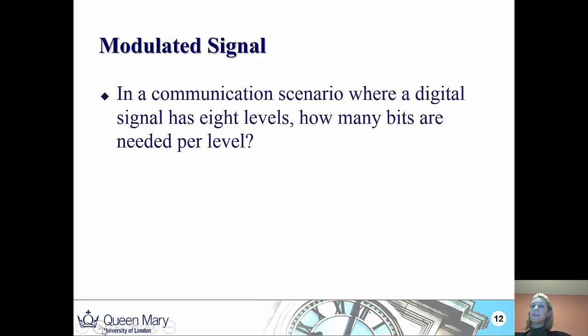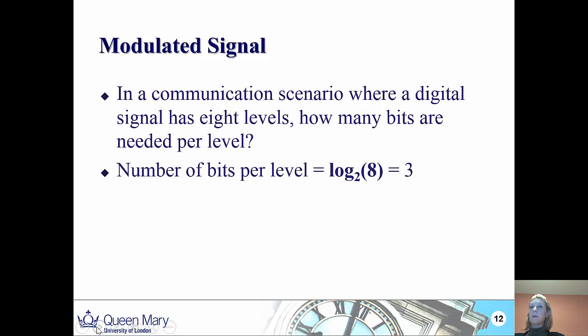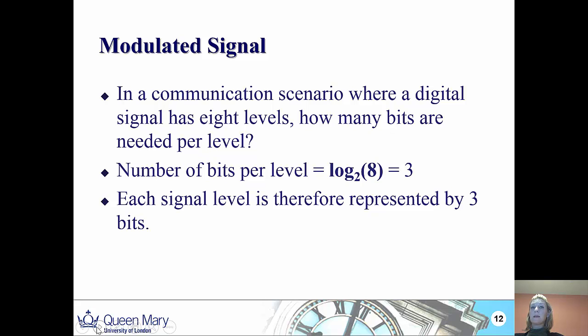So here's the question now. In a communication scenario where we have a digital signal with these levels, how many bits are needed per level? And we can work that out to be 3.